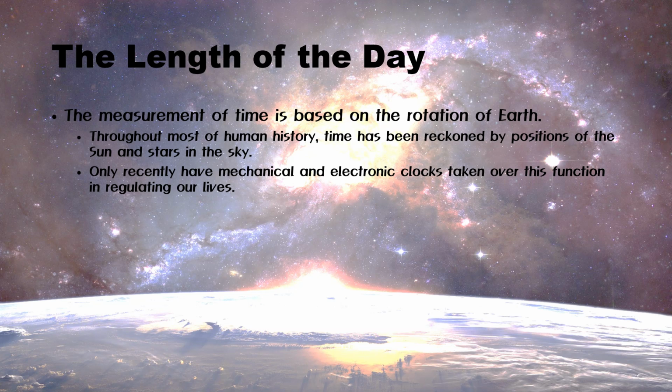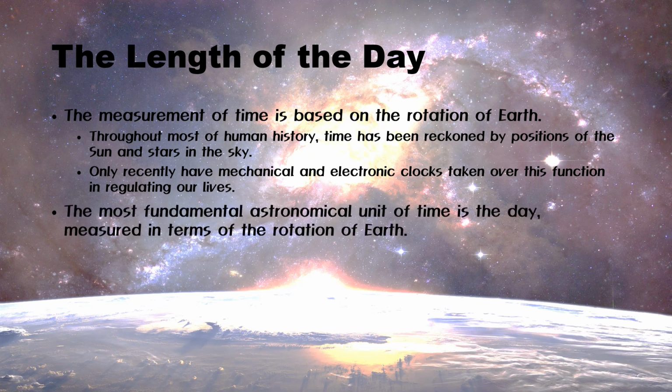The measurement of time is based around the rotation of the Earth. Throughout most of human history, time has been reckoned by the position of the sun and the stars in the sky. Only recently have we shifted to mechanical and electronic clocks to take over this function in regulating our lives. The most fundamental astronomical unit of time, of course, is the day, which is simply measured in terms of the rotation of the Earth. There is, however, more than one way to define the day.